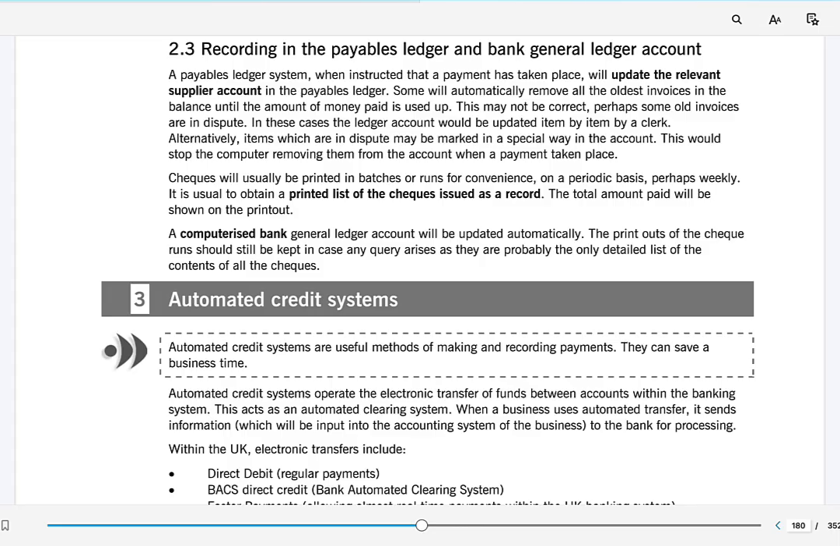The system might automatically remove invoices in the balance until the payment amount is used up. But this might not be correct. So what is the solution? The accounts clerk must check the invoices being removed. This is where the clerk's responsibility becomes very important. When the system shows the payment allocation, the clerk should check carefully which invoice numbers are being cleared, whether those invoices are approved for payment, whether the amounts are correct, whether any credit notes should be applied first, whether any early settlement discount should reduce the payment.